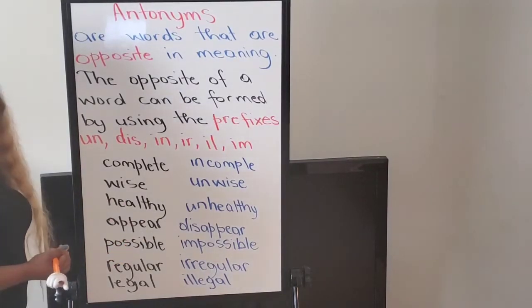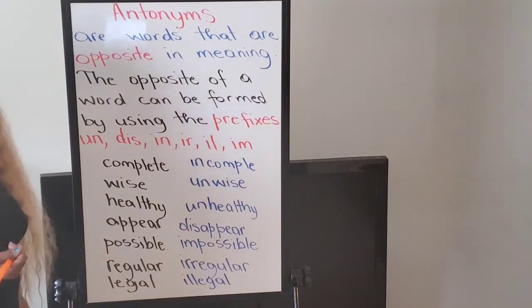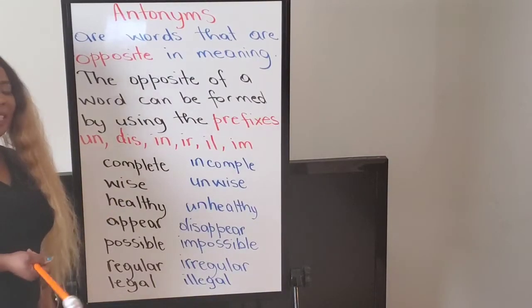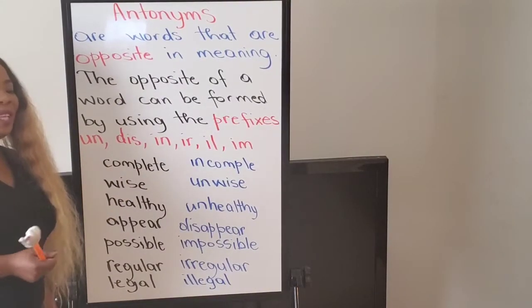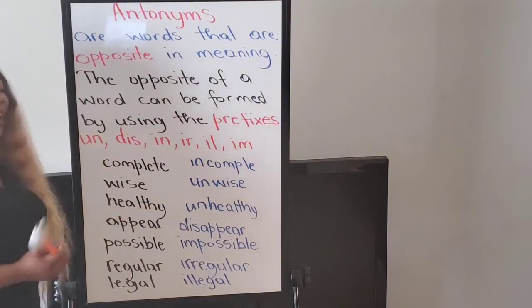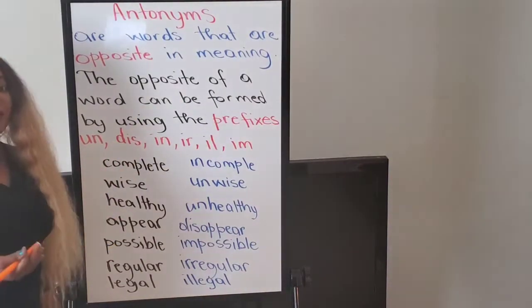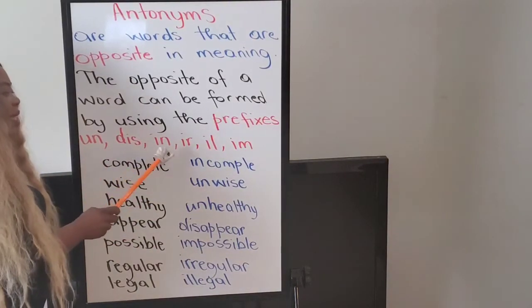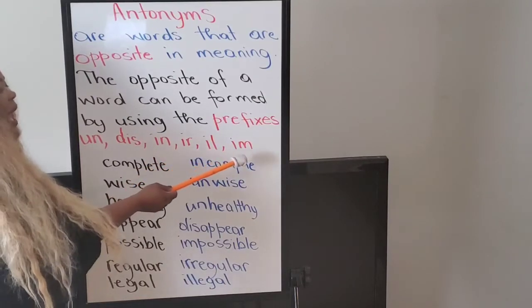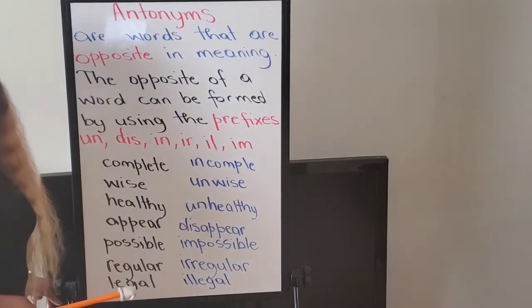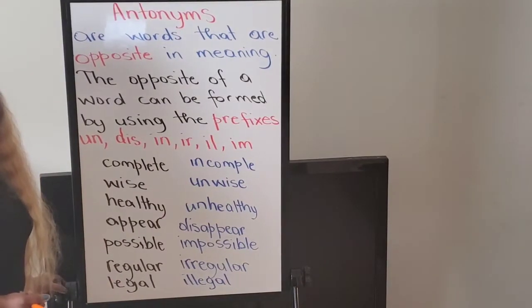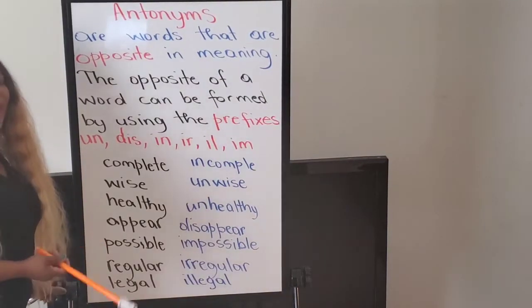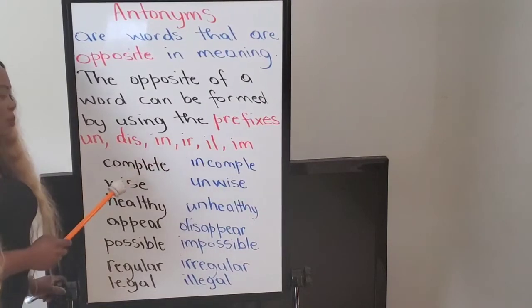But before we jump into it, from the last lesson, last week, for those who are just joining me today, last week we looked at prefixes, and those will be valuable in this lesson because the opposite of a word can be formed by using some prefixes, all right? So they can be formed by using un, dis, in, ir, il, and im, right? And prefixes are placed at the front of a word, and it changes its meaning completely. So the opposite of a word can be formed by using these prefixes.